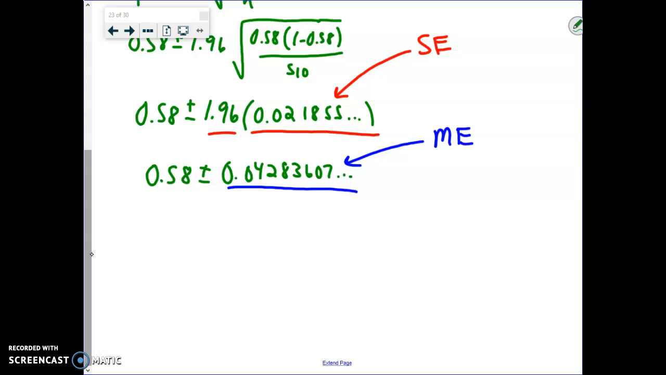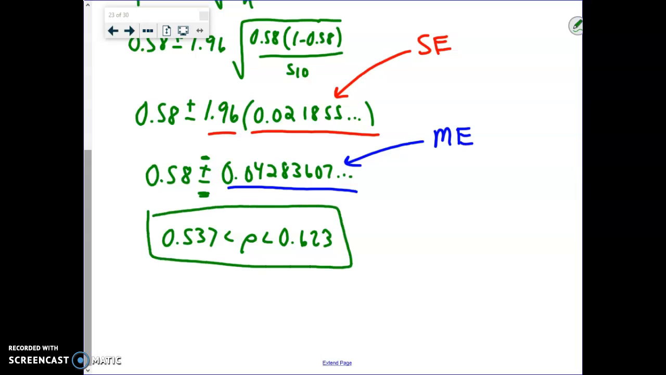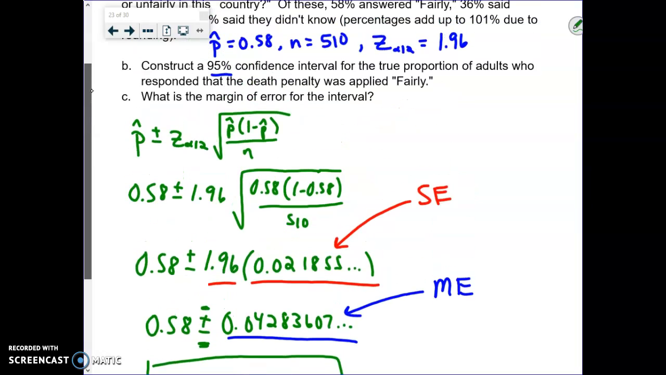So if we take 0.58 minus this margin of error, and we round to 3 significant digits, we get 0.537. If we take 0.58 plus this margin of error rounded to 3 significant digits, we get 0.623. Now, that is your 95% confidence interval. No labels needed. That was part B.